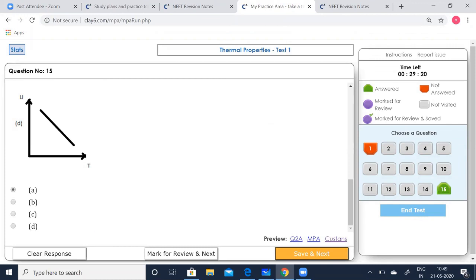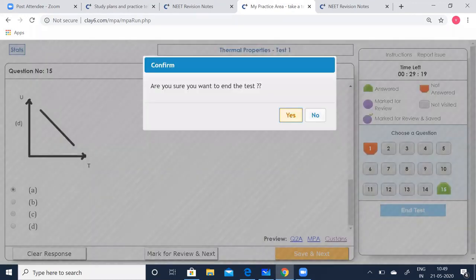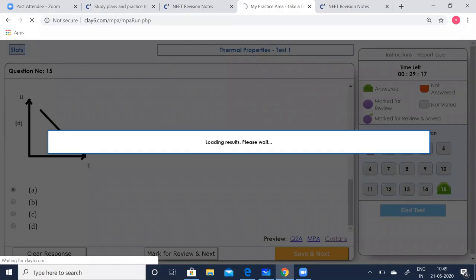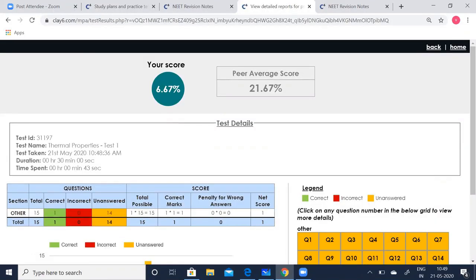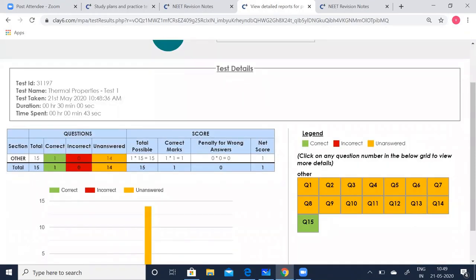So after finishing the test, go to the end test. Yes, confirm it. The results will be loading, and as you can see, since we went on to the other tests and came back to the test again, it shows it's unanswered. All the answered questions will be marked green. Unanswered questions will be a yellow box. And if the question is incorrect, it would have been a red box. So you can check the answers also.